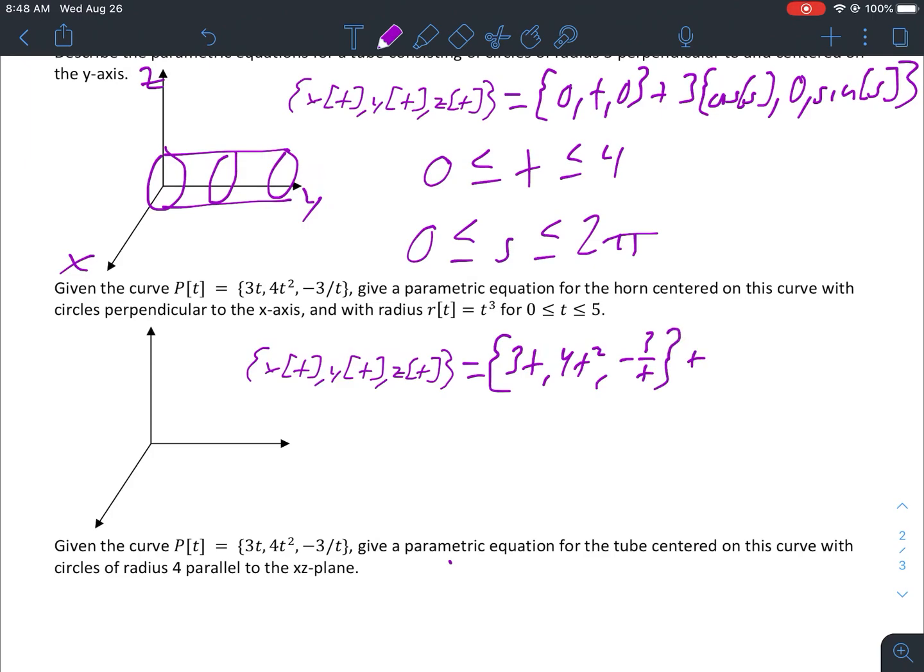And now since the radius is variable here, we can either put r of t here or we could put t cubed, whatever you want. If you want to put r of t, since r of t is defined, that's fine. Okay, this then is perpendicular to the x-axis, so that means parallel to the yz plane. So that means we're going to keep x as constant here. And we'll put cosine with y and sine with z.